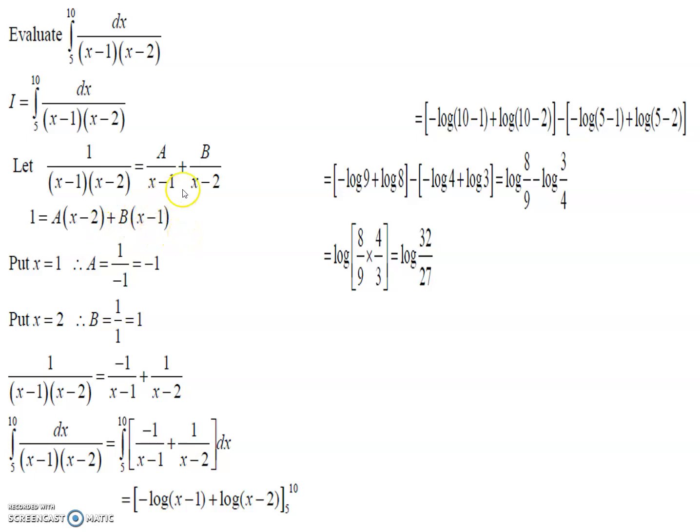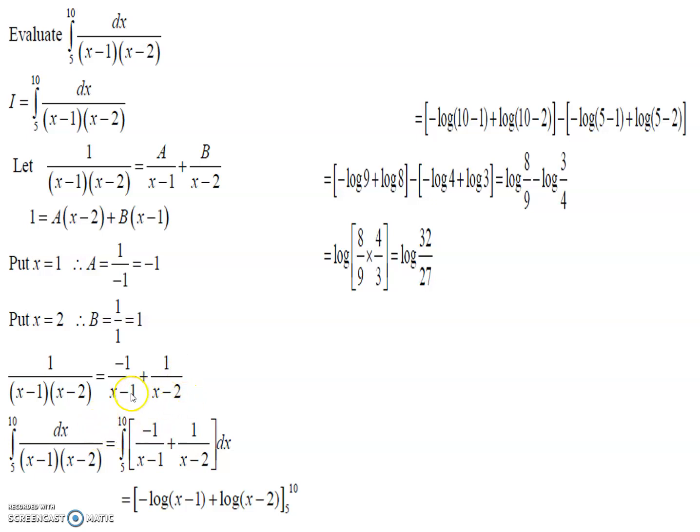We put x equal to 1 and derive a. Here 1 minus 2 is minus 1, so a is equal to 1 upon minus 1, which is minus 1. Put x equal to 2, we derive b. 2 minus 1 is 1, so b is equal to 1 upon 1, which is 1. So we have derived the a and b values. We put them in this integral: 1 upon x minus 1, x minus 2 equals minus 1 upon x minus 1 plus 1 upon x minus 2.